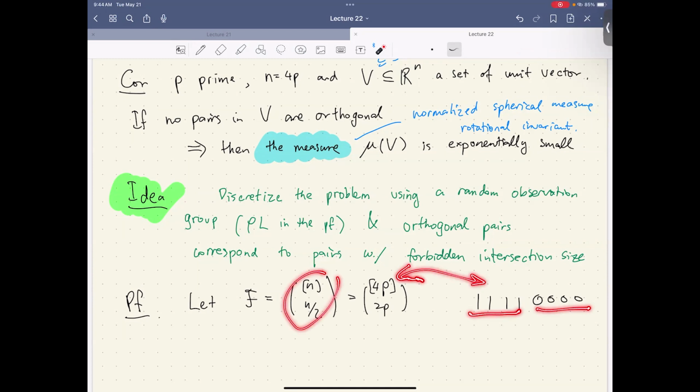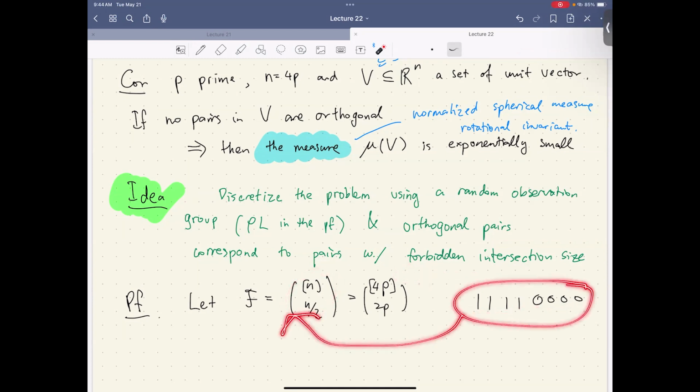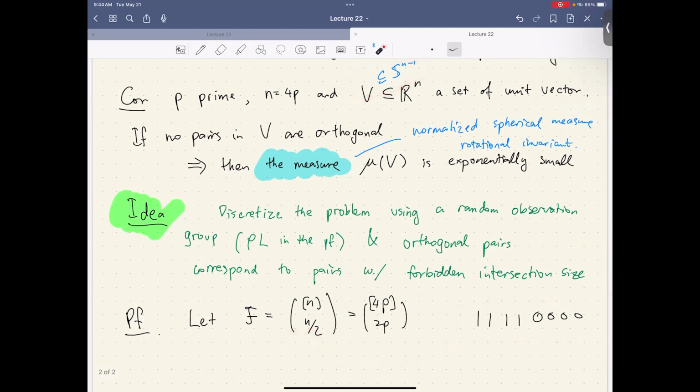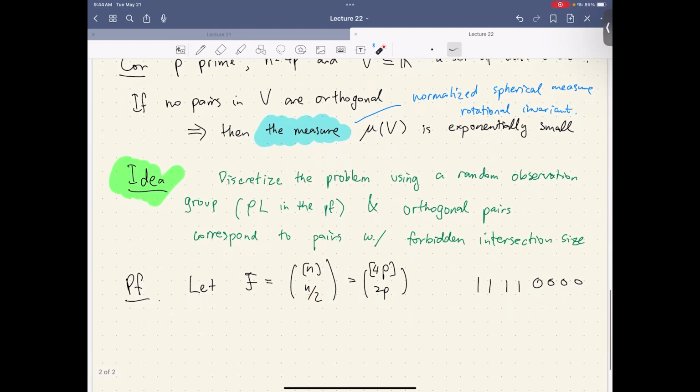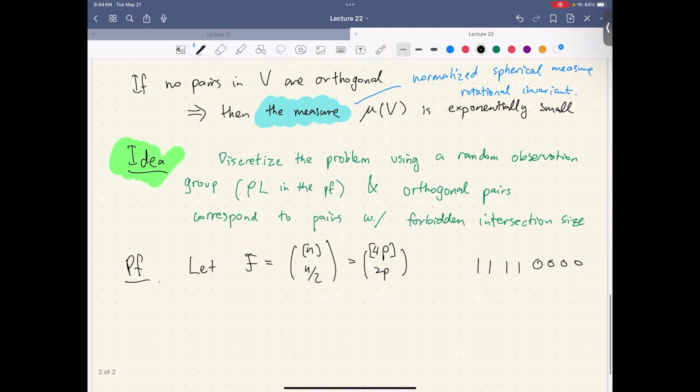Now, what we want to do is look at the characteristic vectors of these half sets, but we want to normalize them so they live on the unit sphere. So let's look at the normalized version. But also, we want to somehow centralize it, so that it sums up to 0.